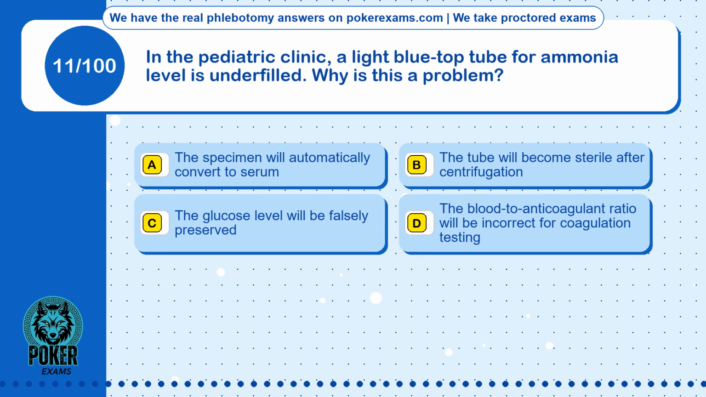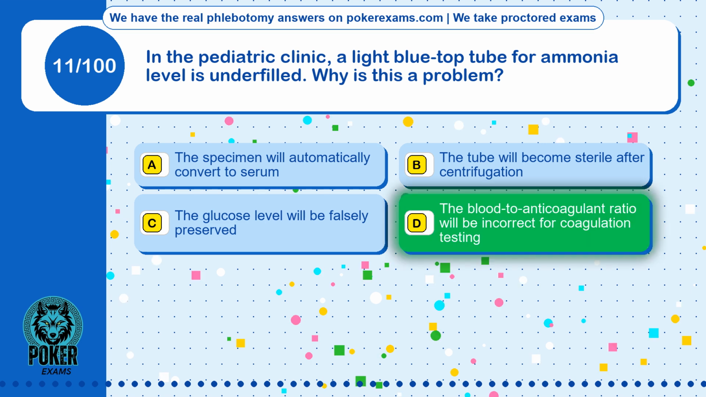Question 11. In the pediatric clinic, a light blue top tube for ammonia level is underfilled. Why is this a problem? Option A. The specimen will automatically convert to serum. Option B. The tube will become sterile after centrifugation. Option C. The glucose level will be falsely preserved. Option D. The blood to anticoagulant ratio will be incorrect for coagulation testing.